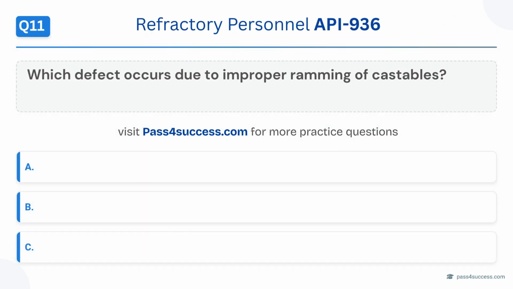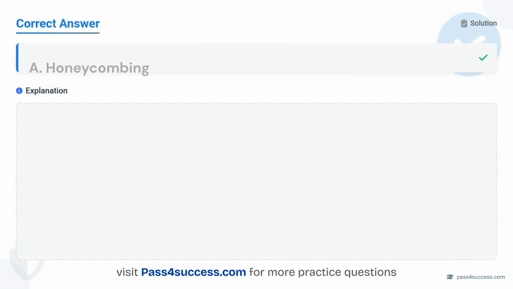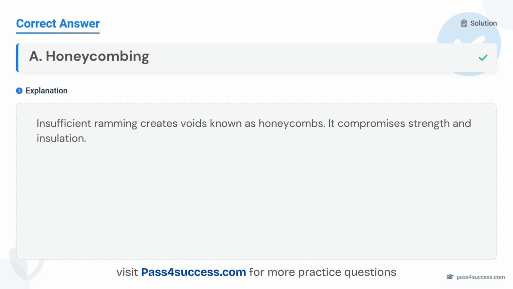Which defect occurs due to improper ramming of castable? A. Honeycombing. B. Oversintering. C. Surface glazing. Correct answer is A. Honeycombing. Insufficient ramming creates voids known as honeycombs. It compromises strength and insulation.